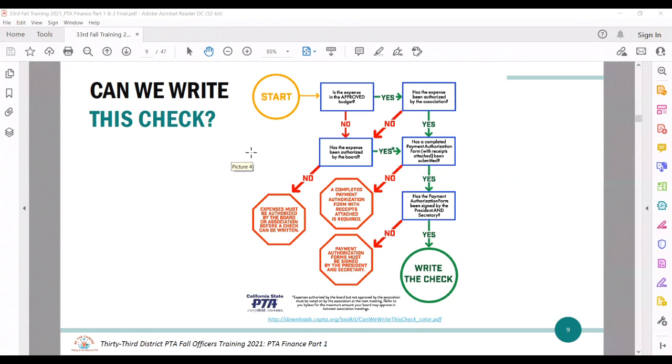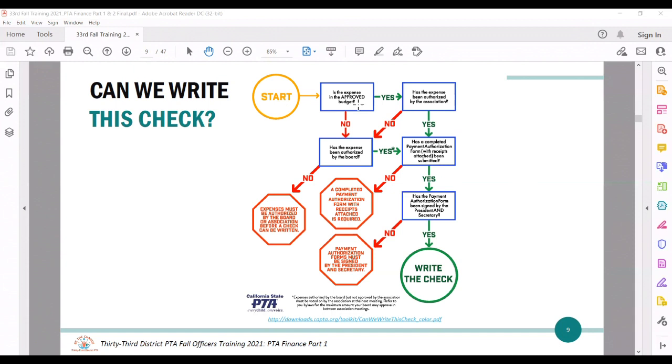Can we write this check? So when we have to pay bills, we need to know whether we can actually write the check. And the California PTA has actually issued this great flow chart, which I love because I love flow charts. And you just follow around on the outside. And if you actually stay on the outside track, you could write the check.